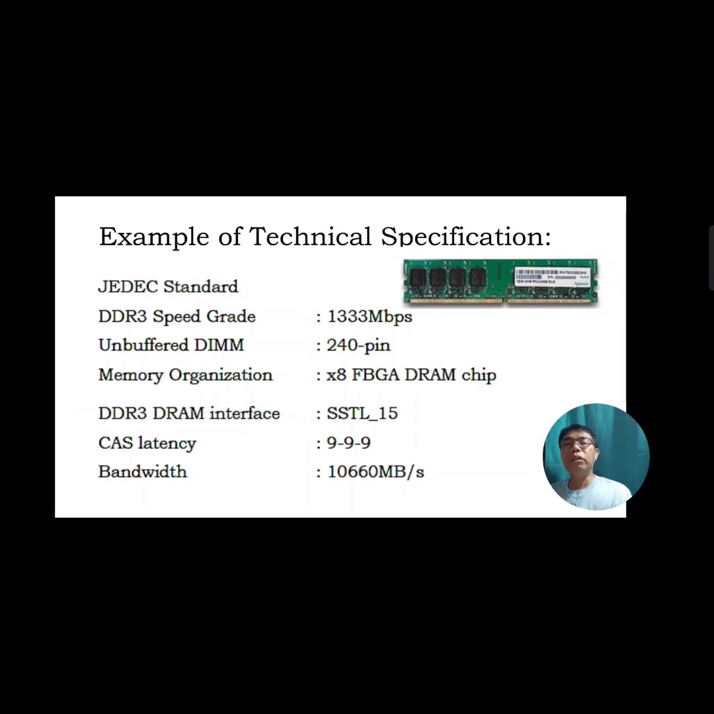Then the bandwidth, in terms of giving data, is at least 10,660 megabytes per second. Okay, next one, we have here the processor. Okay, you have seen here the picture on the right side. Hold by the two fingers, that is an example of the processor.